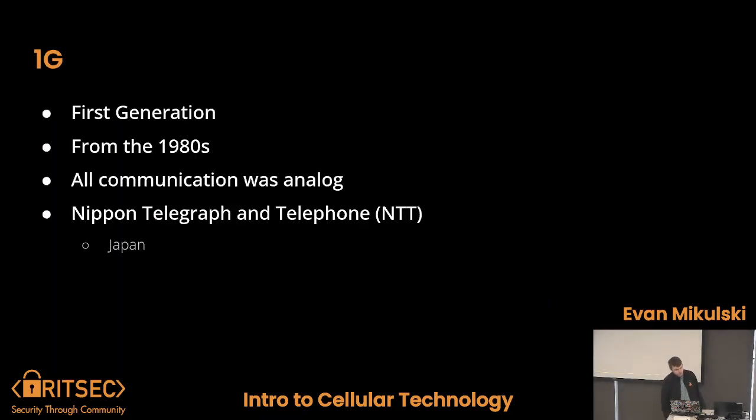So first off, first generation, it's where we all started. Started out in the 1980s out in Japan, a telephone company, and I know I'm going to mispronounce it, called Nippon Telegraph and Telephone, NTT. They're the ones that made the first commercially available 1G network. It was all analog based, so it was definitely an interesting time. Not much to touch on there because we didn't enter the digital age yet.